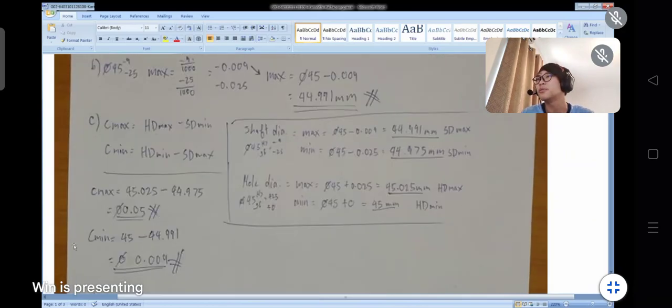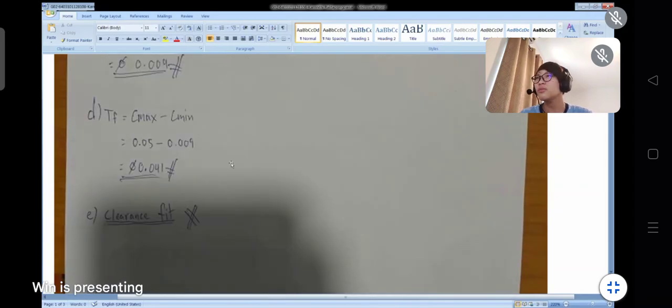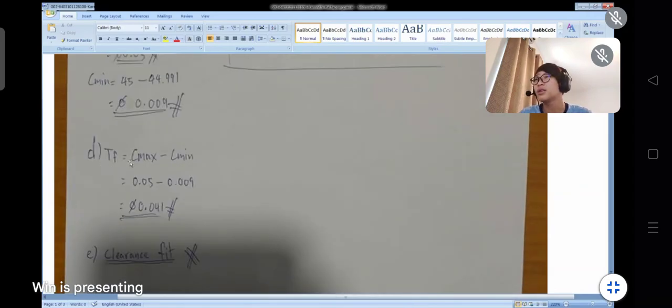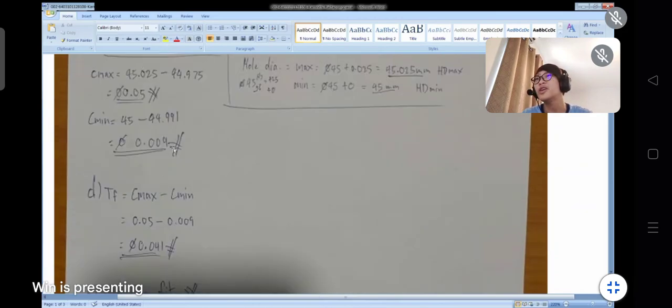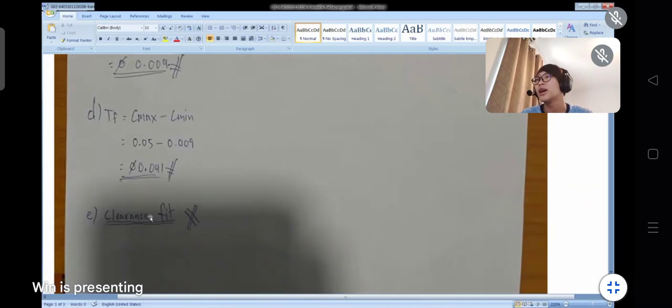Do that for C minimum too, but they're not the same formula, so use this formula, and you get the answer. For D, we have to get C max and C min and minus each other. So we got them here already. So we just need to minus them, and this will be the answer.